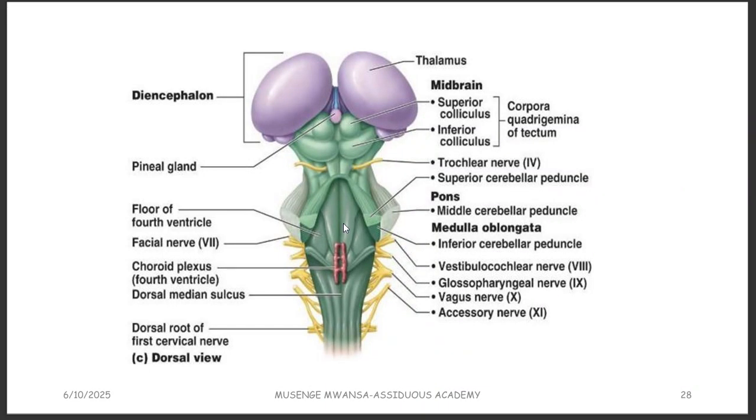And then this is now the posterior aspect. It's also showing the choroid plexus, which is basically the plexus found in the fourth ventricle, which produces cerebrospinal fluid. Okay, and then you have the superior colliculus on top, the inferior colliculus, you can see cranial nerve number 4 emerging from the back and then going anteriorly.